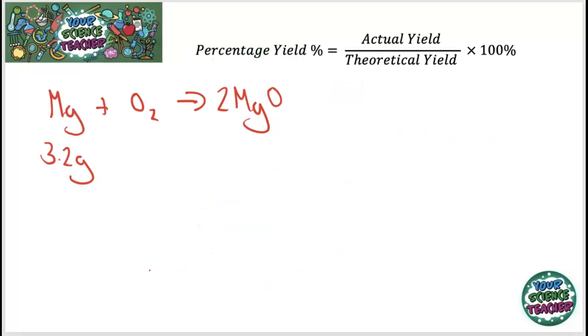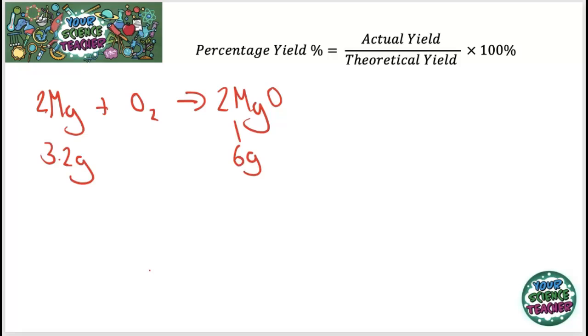Now, I said I'd return to that magnesium and oxygen reaction that happens in a crucible a bit later on, and that's what I'm going to do now, because I'm going to look at this reaction and work out the theoretical yield, and then I'm going to look at the actual yield and work out the percentage yield for my reaction. So here I start off with 3.2 grams of magnesium, and I'll just say that in reality I made 6 grams of magnesium oxide. Oh, I need a little 2 there just to balance it up.